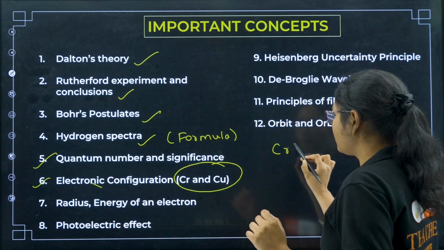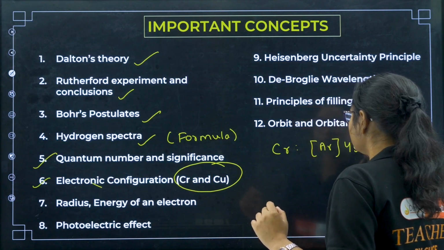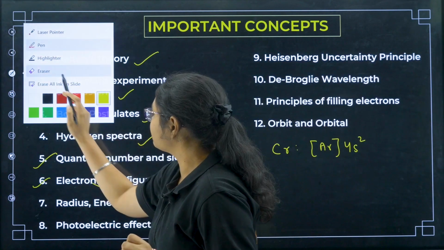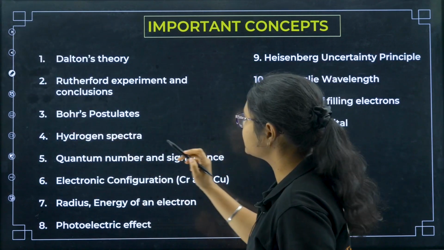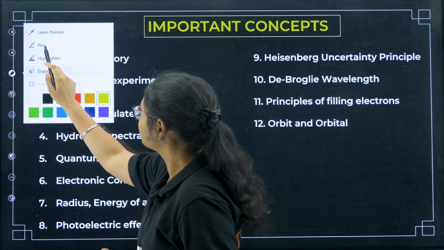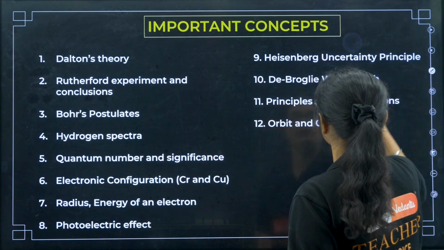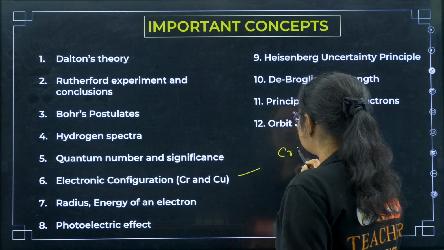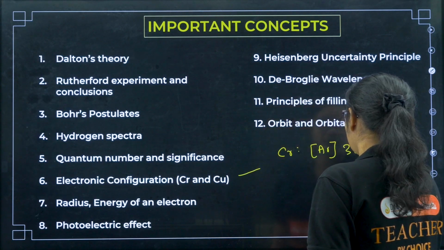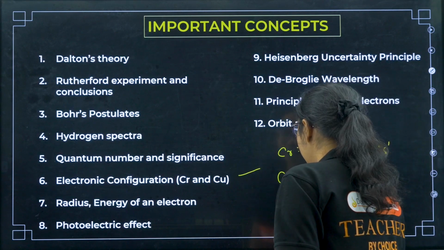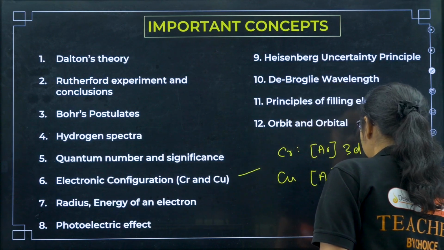So let me just revise. Chromium electronic configuration is argon 4s2, sorry, 4s1. One second. I'm getting some trouble here with the pen. So for chromium it is argon, then you have 3d5 and 4s1. For copper it is argon, 3d10 and 4s1.